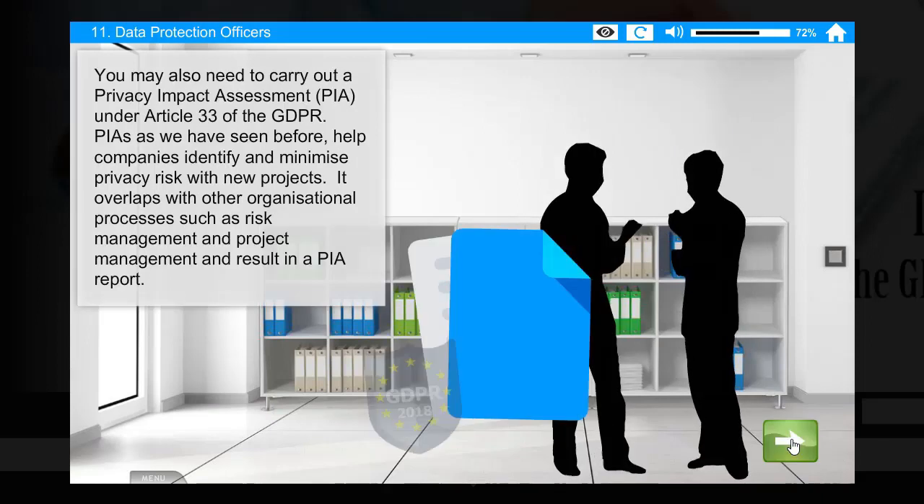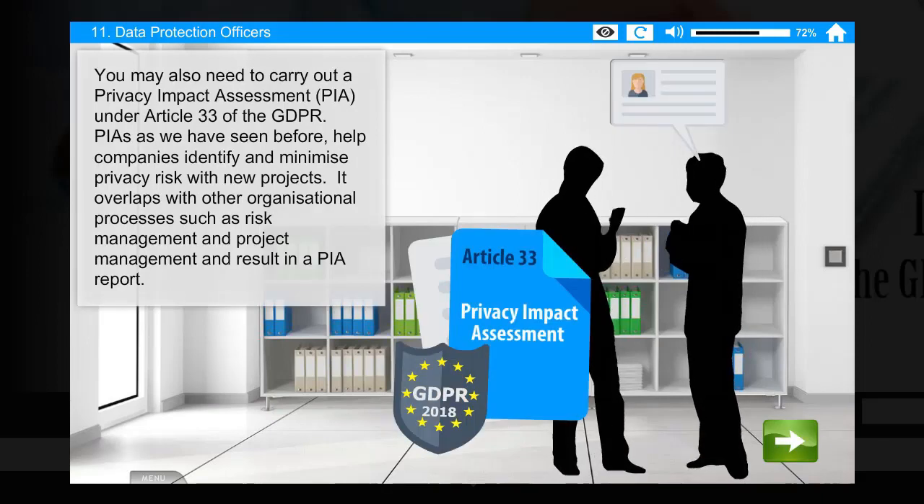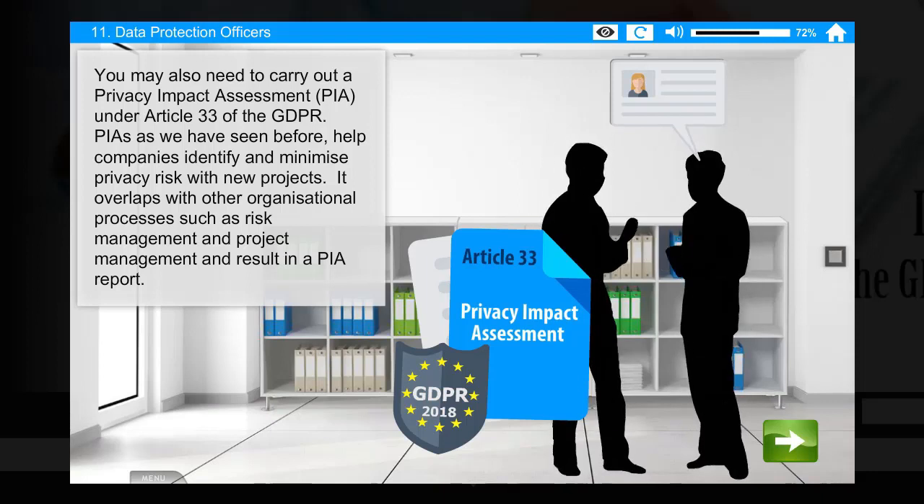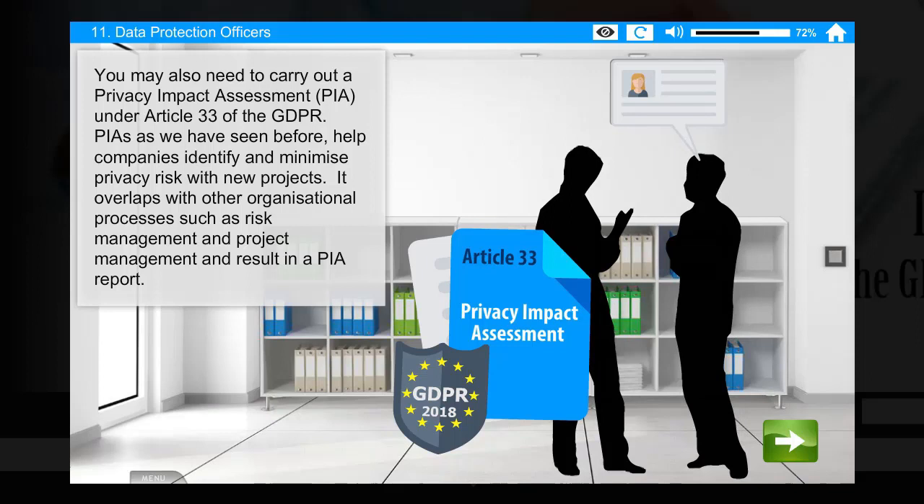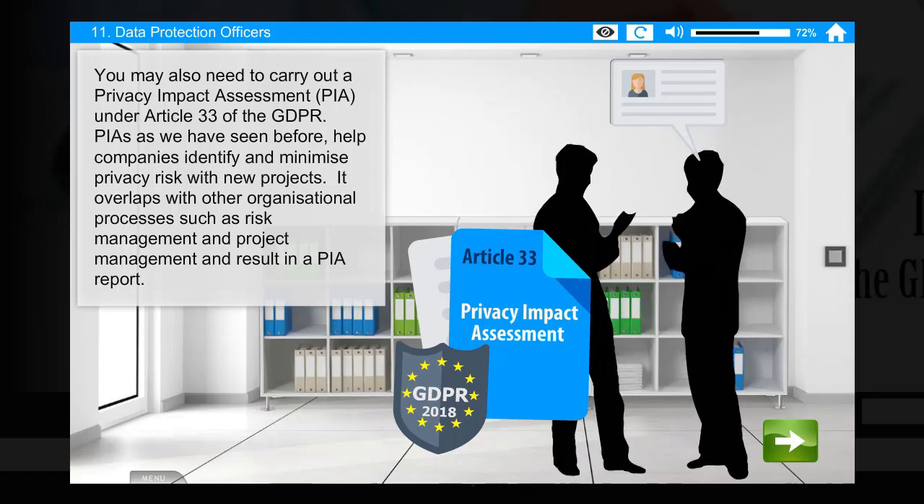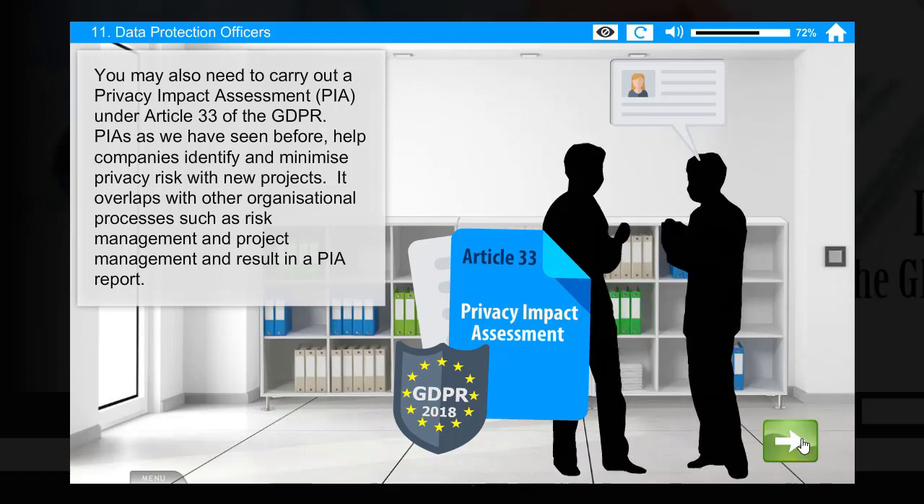You may also need to carry out a Privacy Impact Assessment, PIA, under Article 33 of the GDPR. PIAs, as we've seen before, help companies identify and minimise privacy risks with new projects. It overlaps with other organisational processes such as risk management and project management and results in a PIA report.